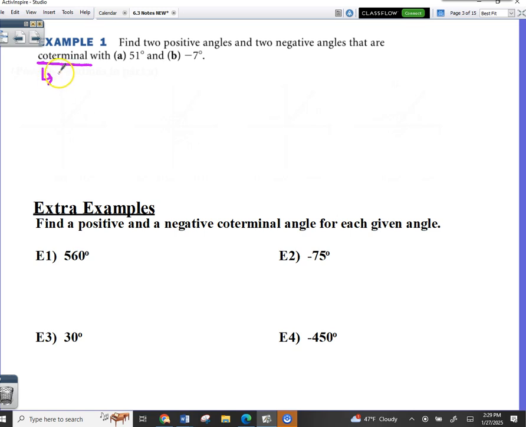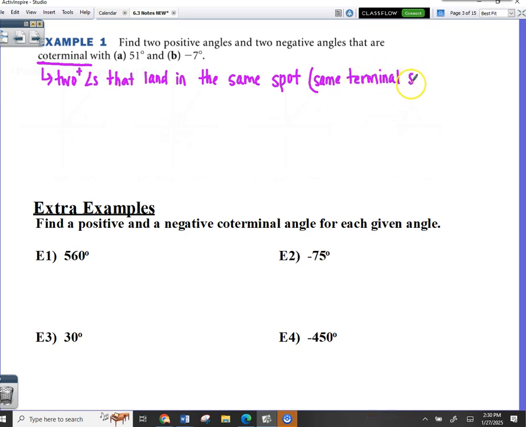So let's come right here. Coterminal means two or more. I'm going to put a plus sign because really it could be or more. Two or more angles that land in the same spot. When we say land in the same spot, we mean the terminal side is in the same location. So, same terminal sides, because there's multiple.